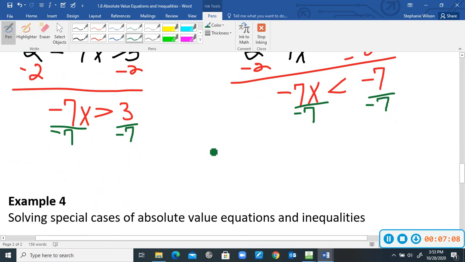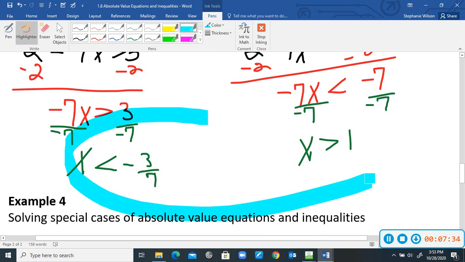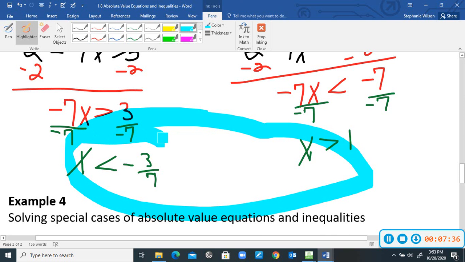Negative 7 divided by negative 7 is 1, so I have x. But since I had to push this negative through that inequality, I have to flip it, and now I get negative 3/7. And over here, again, I divided by negative 7, and since I had to push the negative sign through the inequality, I have to flip it. Negative 7 divided by negative 7 is a positive 1, and these two are my answers. Thank you.